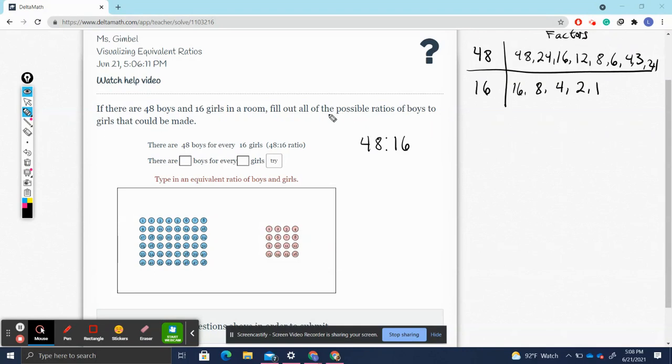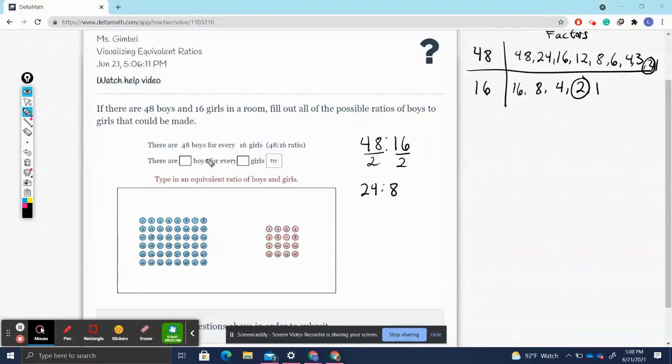So to find all of the possible ratios, what we're going to do is look at common factors that are greater than 1. So let's start with 2. 2 is a common factor because it goes into 48 and it also goes into 16. So the first thing I'm going to do is divide both sides by 2. I'll get 24 and 8.